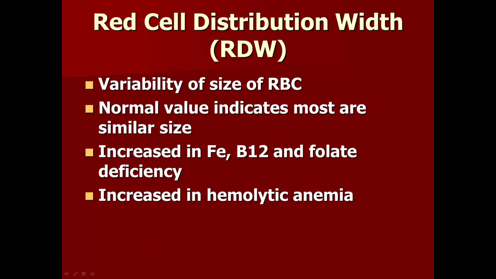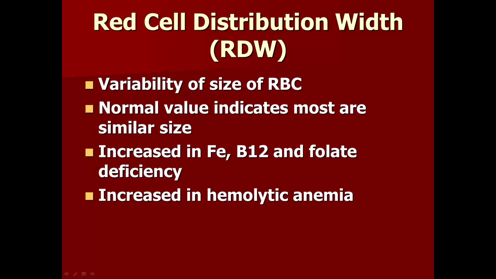Another one of our indices is the red cell distribution width. This tells us about the variability of the size of the red blood cell. A normal value indicates that most of the cells are about the same size. You'll see a greater variability in iron, B12, and folate deficiency anemias. So again, you're not talking about an absolute number, but you're looking at whether or not there's a lot of variability in the width of that red blood cell.